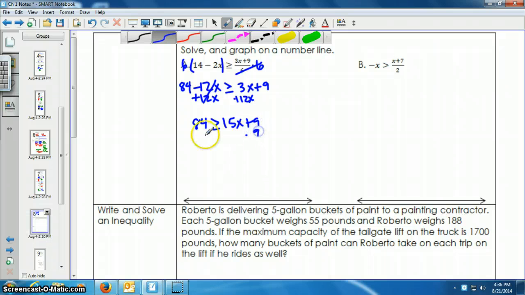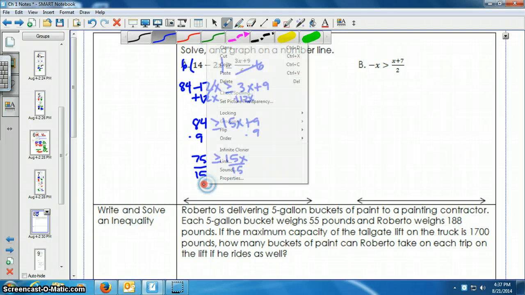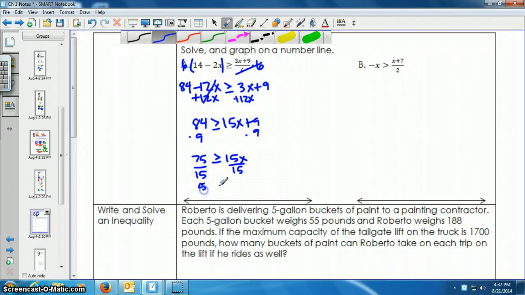And then get rid of that 9 by subtracting. We get 75 is greater than or equal to 15x. Divide by 15 on both sides. And we get 5. Oops. 5 is greater than or equal to x. Or if you wanted to rewrite that again, putting our variable on the left, flipping our sign, and there it is. So closed circle at 5. And we are going to go to the left. It's pointing us less than. Try that next one on your own.